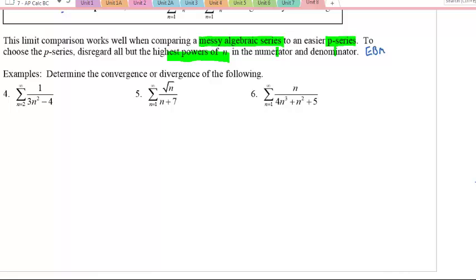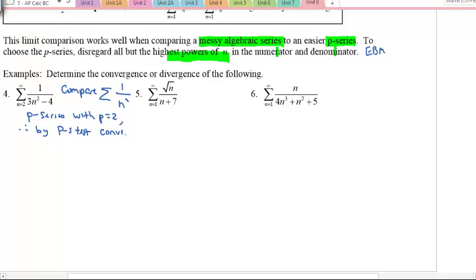So once again, you want to compare. So I have 1 over 3n squared minus 4. You're looking at the highest powers of n. So I would probably compare this to 1 on the top and just n squared on the bottom. We know this sum, by the way, is a P series with P equals 2. So therefore, by the P series test, we know that this must converge since it's bigger than 1.